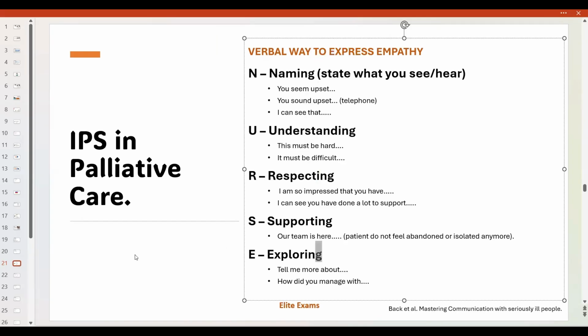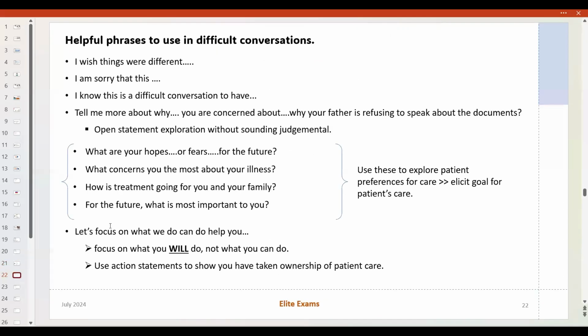And I like this mnemonic because that helped me also build my own consultation style in managing palliative cases. So here are some more. Many times as Nigerians, we say, I'm sorry. I grew up with a lot of sorry. It's part of my culture growing up. Many people would understand what I mean by that. But another way you can say is that I wish things were different.